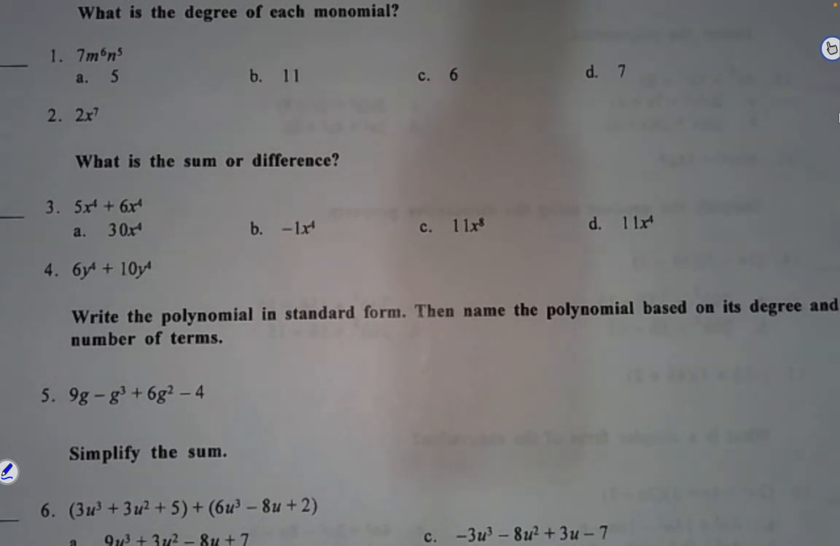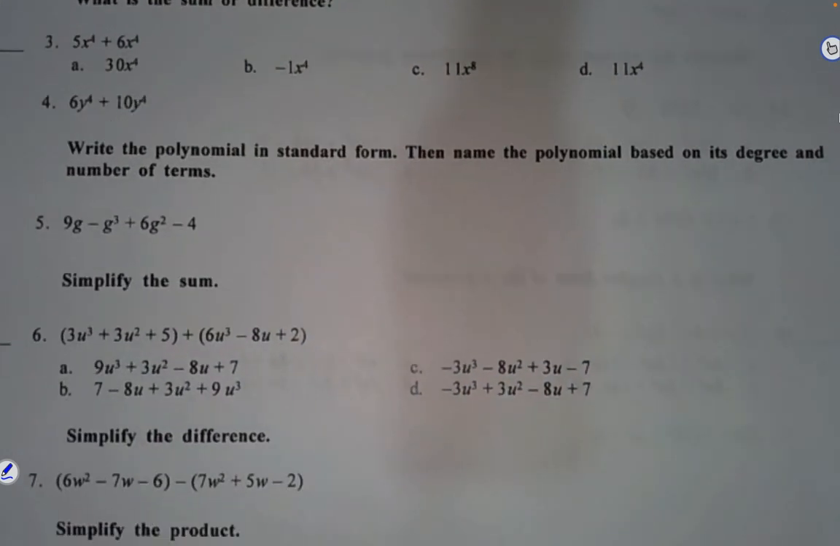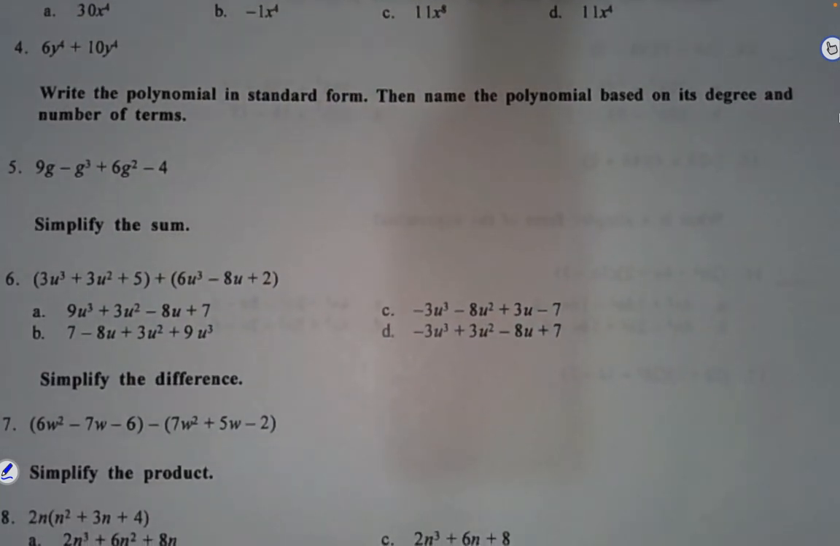Let's move on. Number 5 says, write it in standard form and then tell me what type of polynomial it is. Okay? So the first thing you need to do is write it in standard form. Some of you forgot to do that on the worksheet that you had. So which term comes first? Which one has the highest degree? The G to the 3rd. And it's negative. Does everybody see that it's negative? Yeah? So I'm going to write negative G to the 3rd. Is everybody good with that?